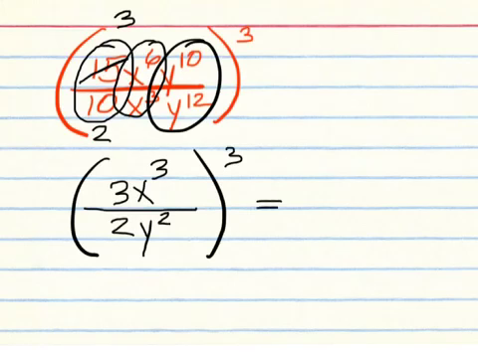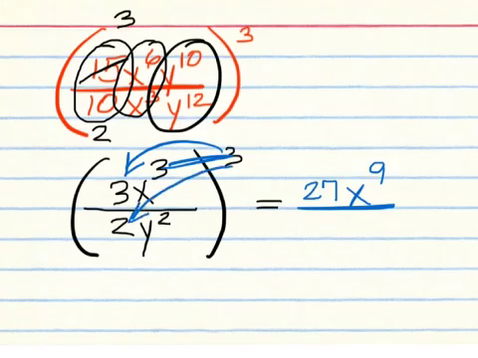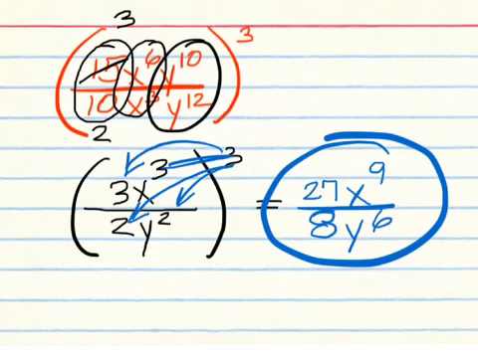And now cube everything. Cube this 3 to get 27, and then multiply these exponents to get x to the ninth. On the bottom, cube the 2 to get 8, and then multiply these exponents to get y to the sixth.